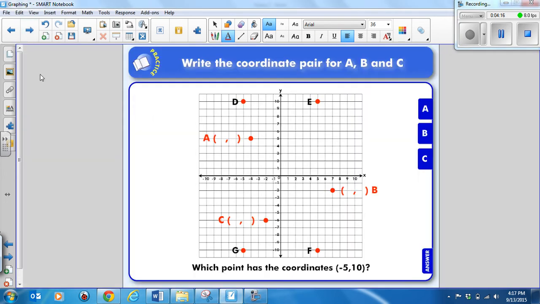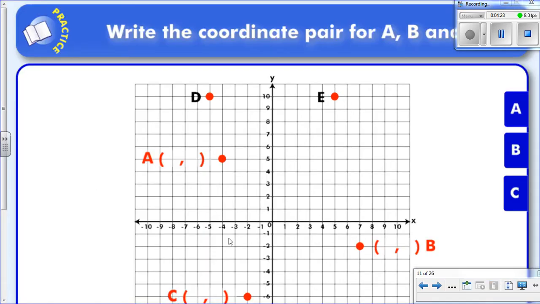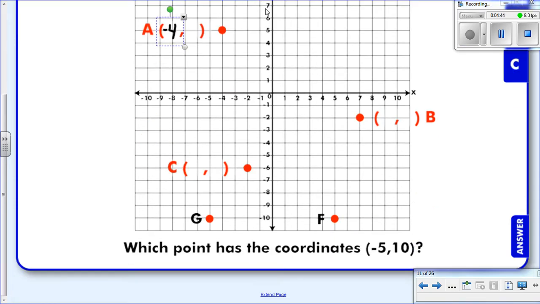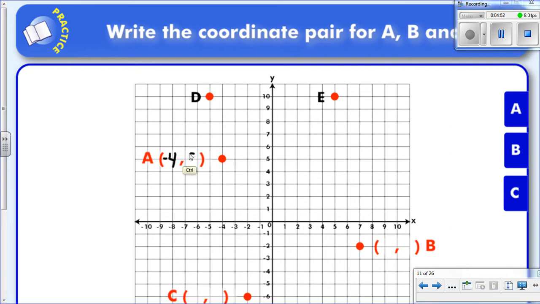So let's go ahead and take a look at point A. Alright, point A, I'm going to start at the origin. Okay, so I'm going to start right here. I'm going to move left 4 units. So my first number is -4. And then I'm going to move up 5 units. Okay, so I moved up 5 units, and that is my y. So I have 5.